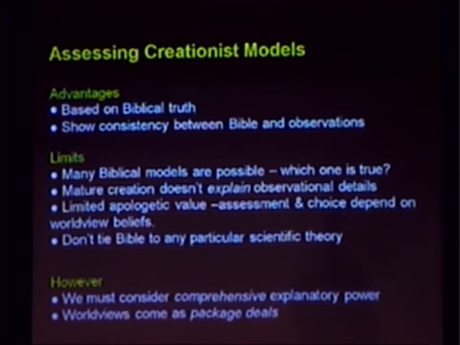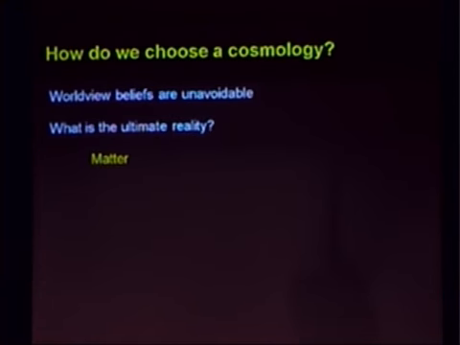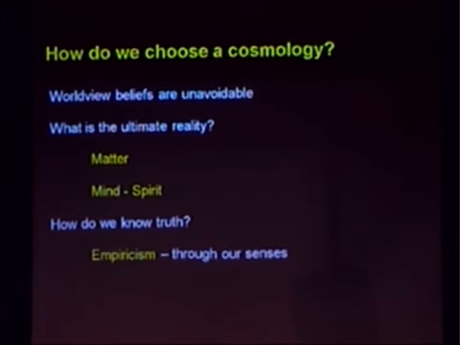So we must consider comprehensive explanatory power, and again, remember that worldviews come as package deals. We're trying to explain all of reality, not just physical reality, but also the human condition and many other aspects. So how do we choose a cosmology? Again, I would urge that worldview beliefs are unavoidable. The basic question is, what's the ultimate reality? Is it matter? Okay, Big Bang cosmology. That's how matter evolves into mind. Or is the basic reality mind or spirit, which then creates the material universe? And how do we know truth? Is it through our senses, again, empiricism, through our reason, rationalism, or through God's Word, the Bible?